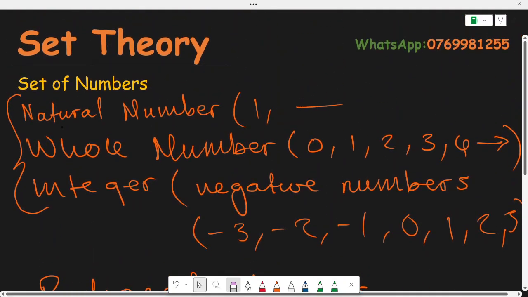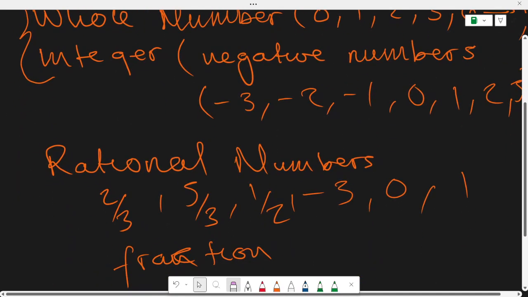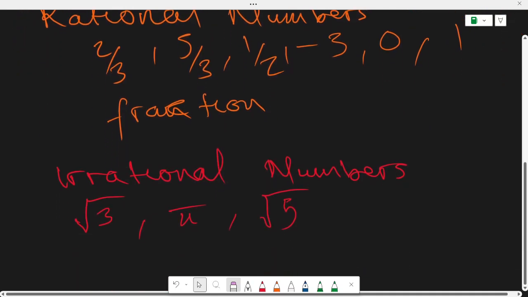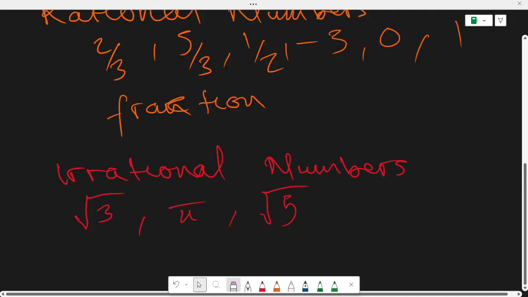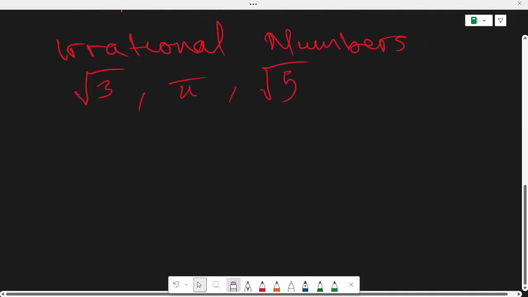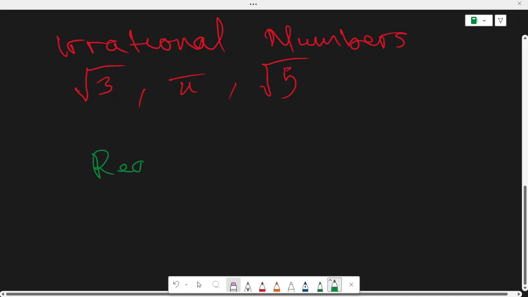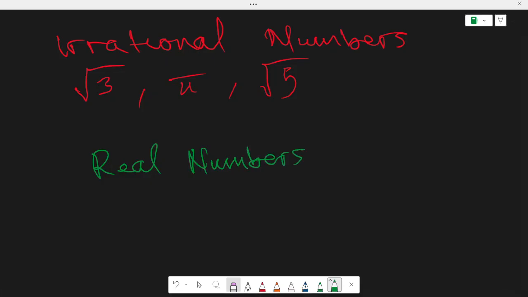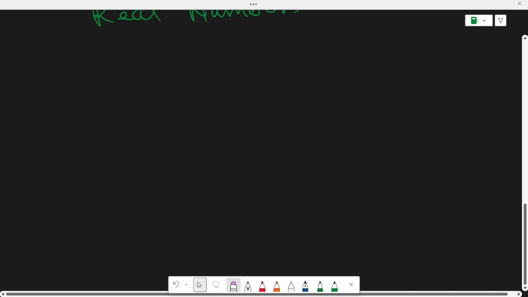But if we get all these groups of numbers, starting from the natural numbers, the whole numbers, the integers, the rational numbers, and the irrational numbers, they make up a larger set of numbers that we call real numbers. So real numbers are made up of all the sets of numbers that we've talked about. And to summarize, we can use a Venn diagram.